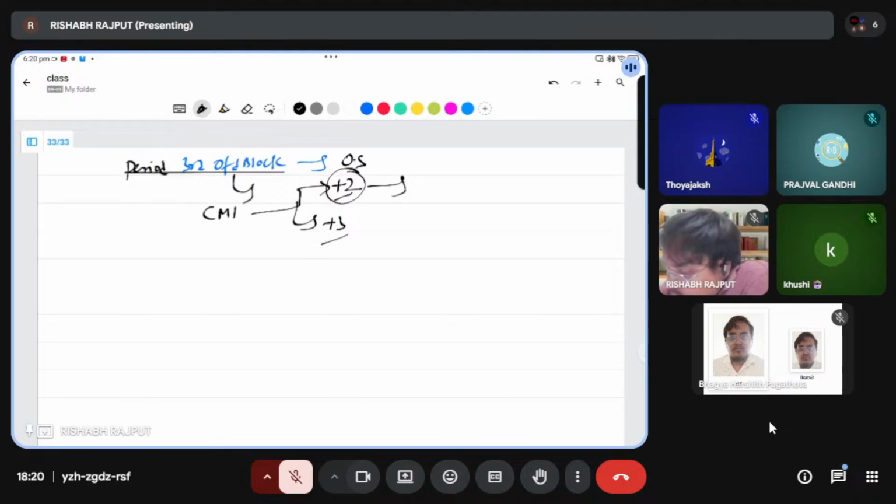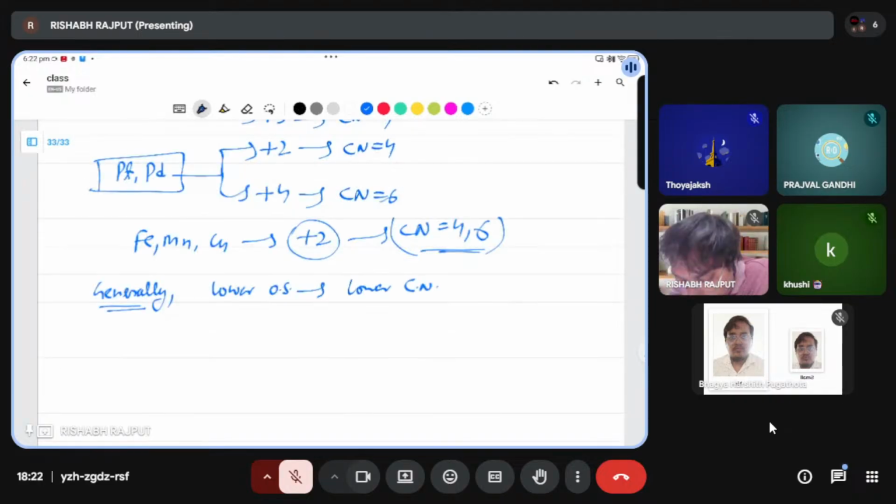And one more very important thing I mention here. I will tell you how these things are related when I discuss IUPAC naming of coordination compounds. Generally, a lower oxidation state shows a lower coordination number, and a higher oxidation state will show a higher coordination number. Please remember this.